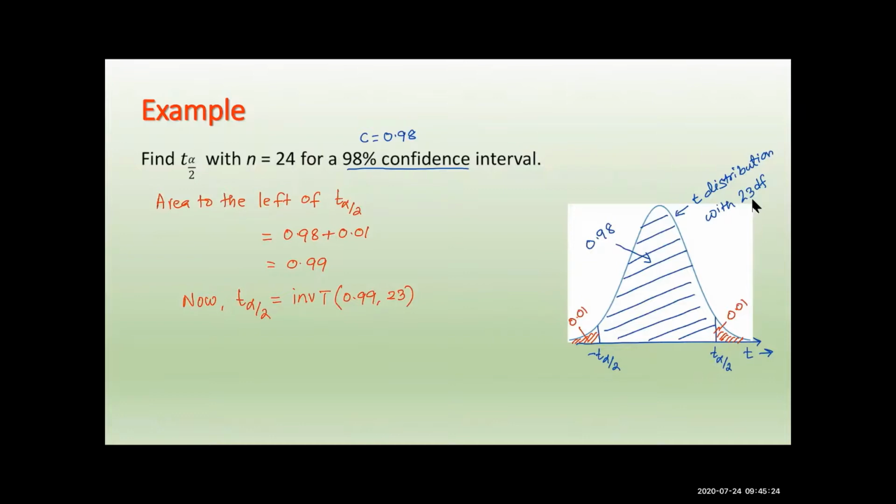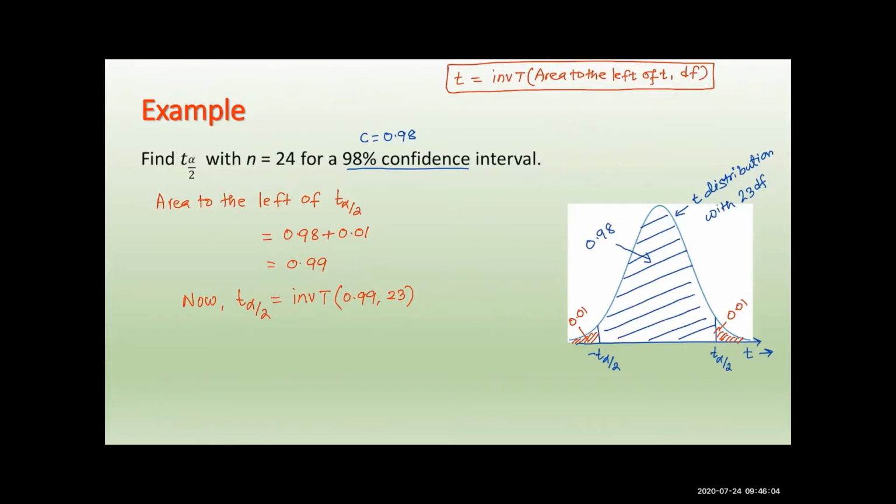Or in general, you can say this. If you are looking for any T value, you can write this as a formula. This is what you'll do in your calculator: T, any T, it can be T alpha over 2 or simply T, is equal to inverse T of the area to the left of T, and then you'll write the degree of freedom. This is what you'll do in your TI-84 calculator to get that T value. This is the calculator prompt that you need to remember.